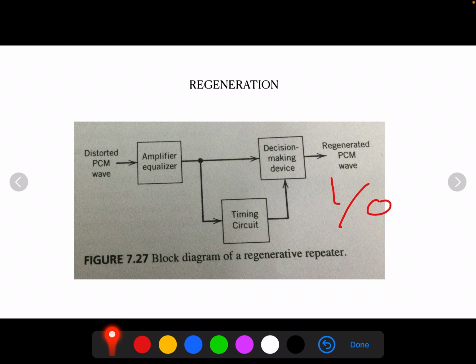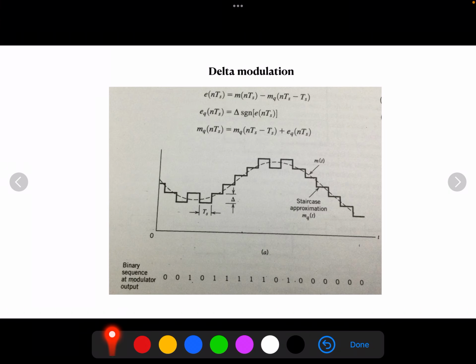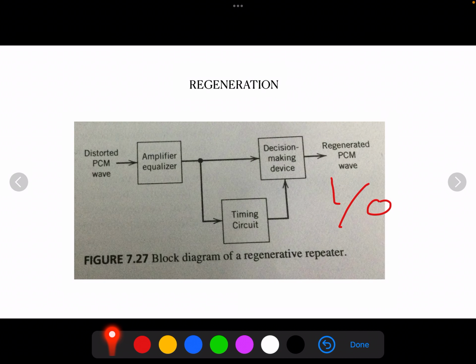Then, the decoding. This is the last part in the PCM. That is, we have decoding and filtering. So, the first operation in the receiver is to regenerate. Regenerate means reshaping and cleaning up the received pulses one last time. These clean pulses will then be regrouped into code words and decoded into a quantized PAM signal.